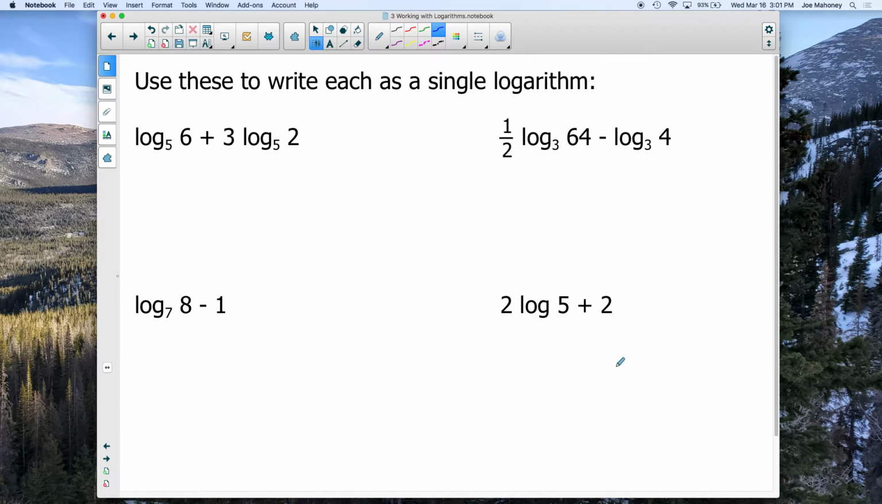So let's see if we can use some of our previously learned properties to write these as a single logarithm. So I want this answer to be something like the log in base 5 of some number there. See if you can figure it out. I'll pause the video for a minute for you.